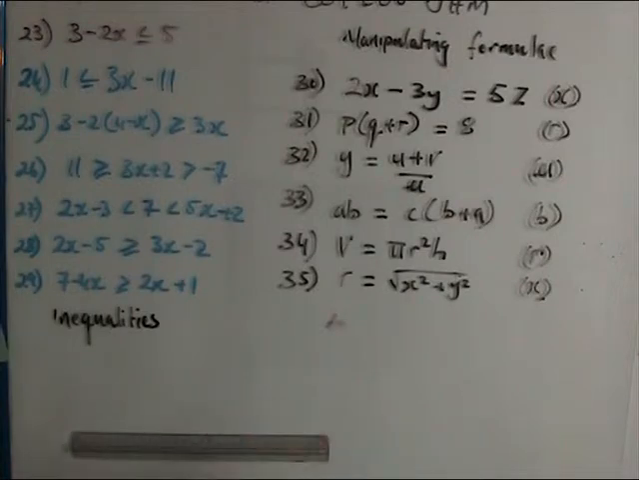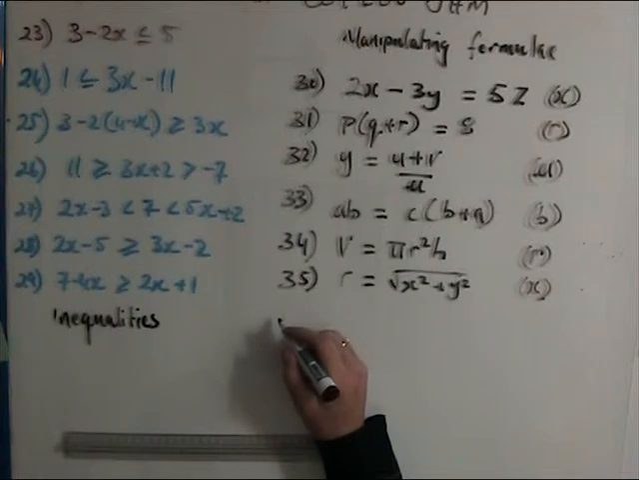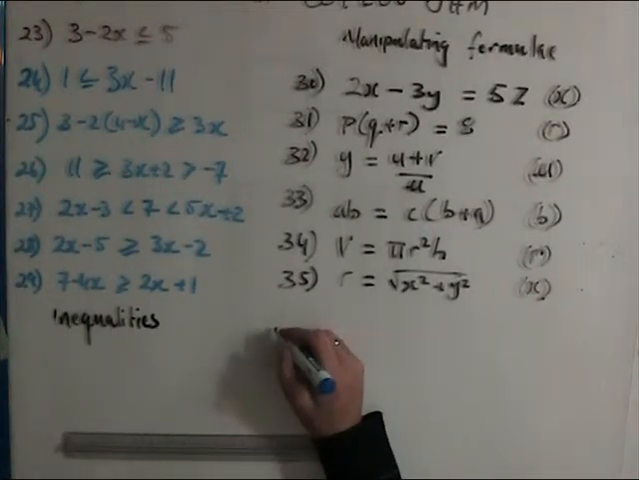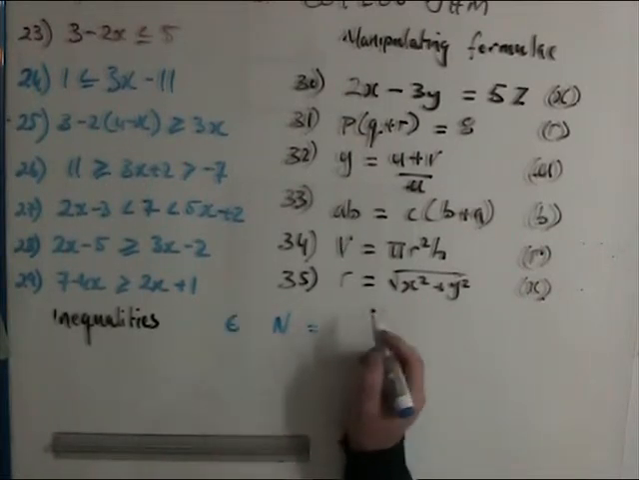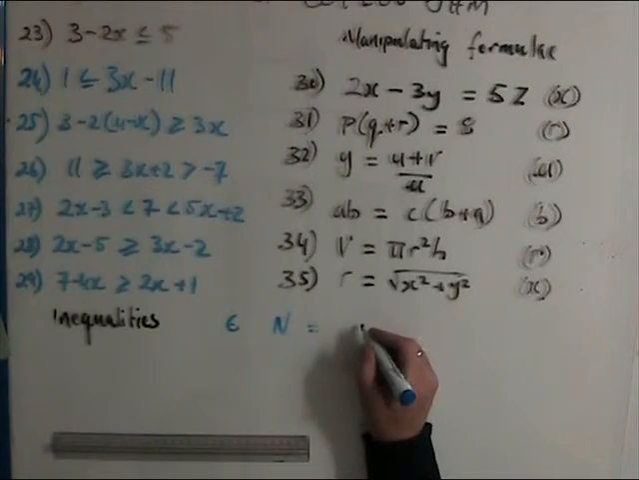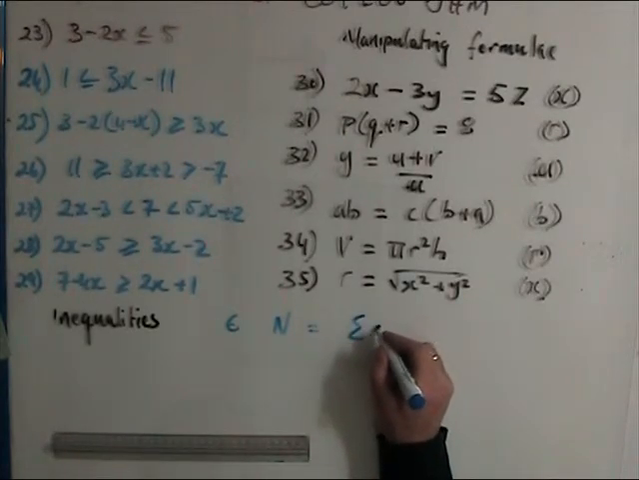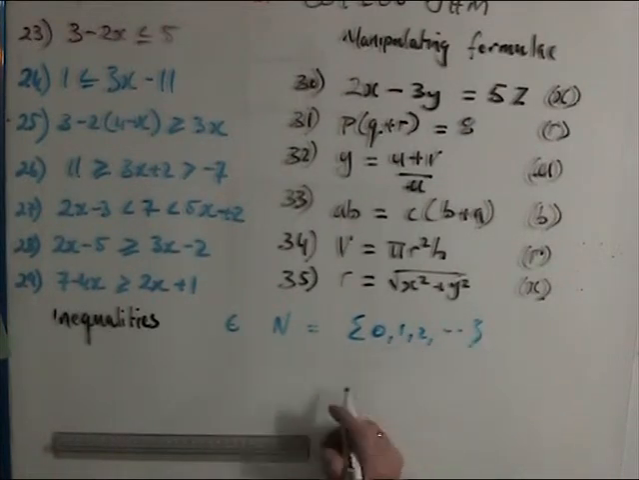So the first inequality, what are inequalities? Well, first of all we have to know what the letters represent. First of all we've got N. N is a natural number. So if it says x is an element of N, it means it's a whole positive number. So that would be 0, 1, 2 and all the way to infinity. But you have to note them.